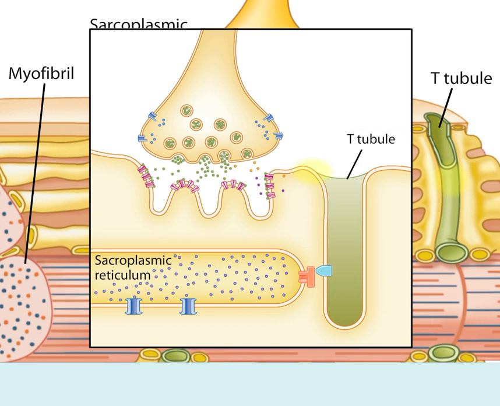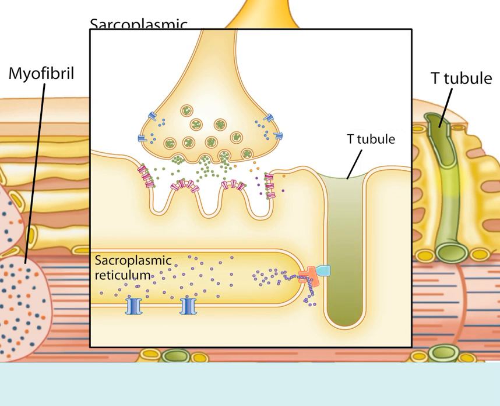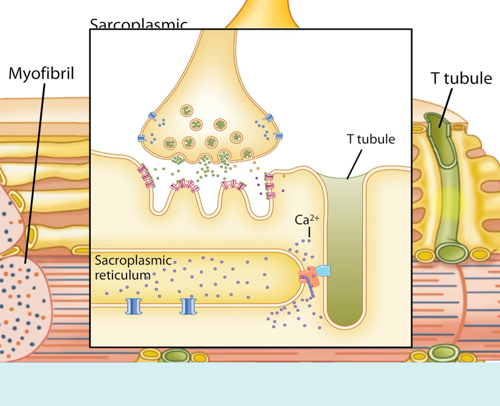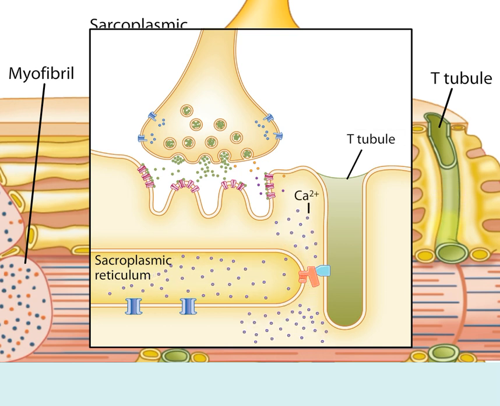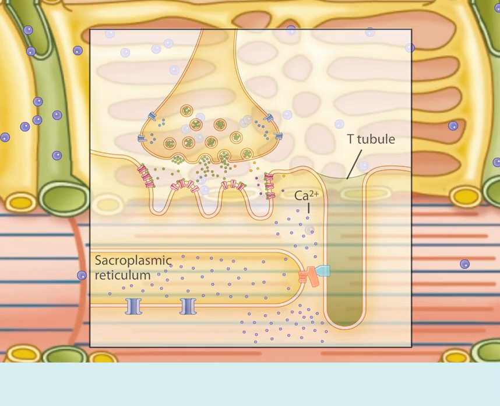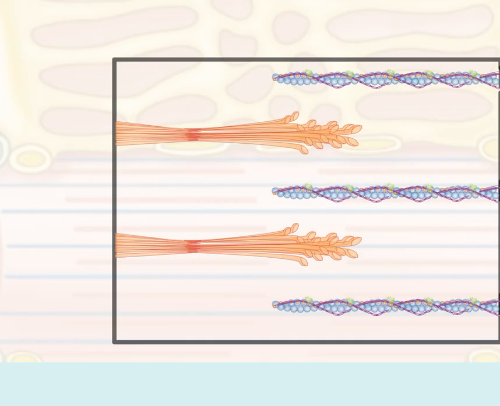The sarcoplasmic reticulum stores calcium ions, sequestering them from the rest of the cytoplasm. When the action potential passes through the T-tubules, the sarcoplasmic reticulum releases calcium into the cytosol. The calcium ions interact with the proteins of the sarcomeres.